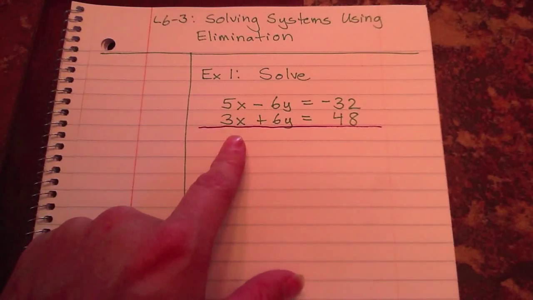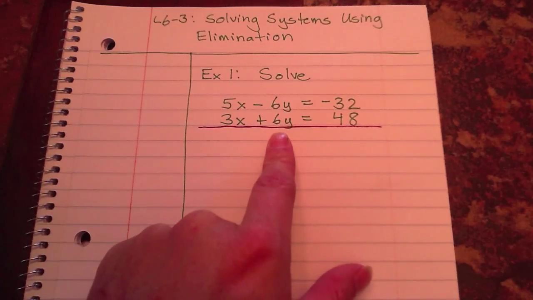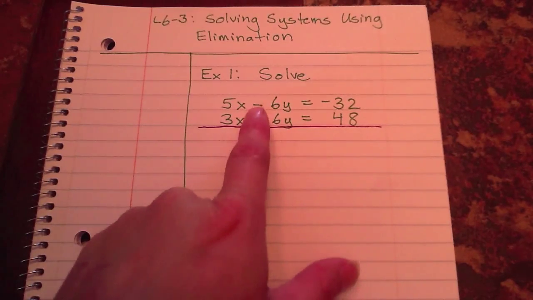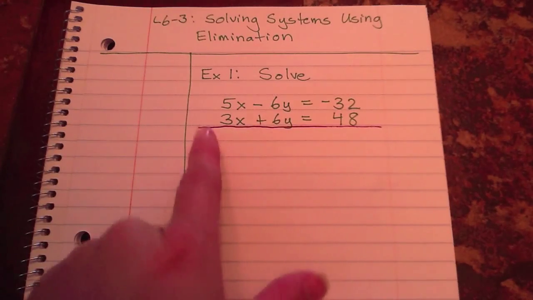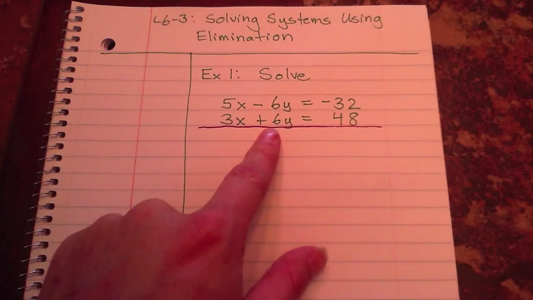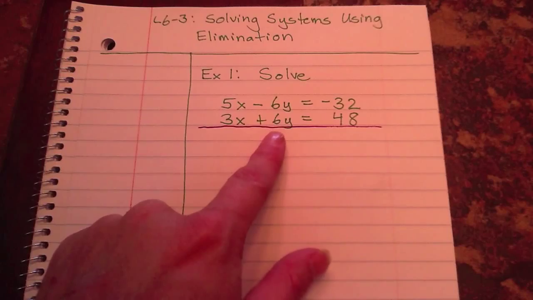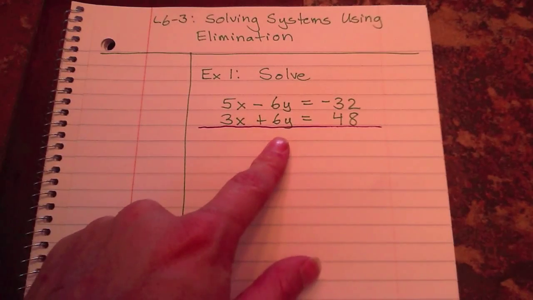It doesn't cancel. But when I get here, if I add these, I get 0y, which is 0. It cancels. 0 times y is 0, because I have a negative and a positive, and when I add them, they become 0. If I was to subtract these, I would end up with a negative 12y. Doesn't cancel it. What you want to do is get one of these to cancel without having to do very much work.